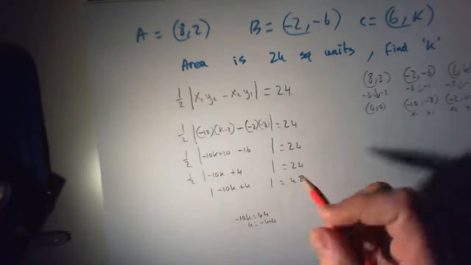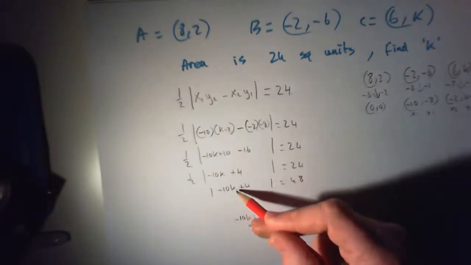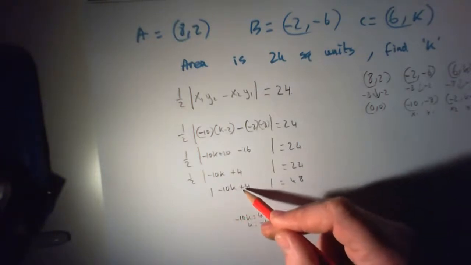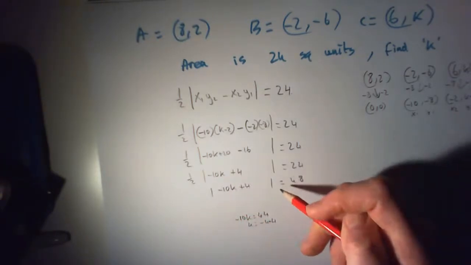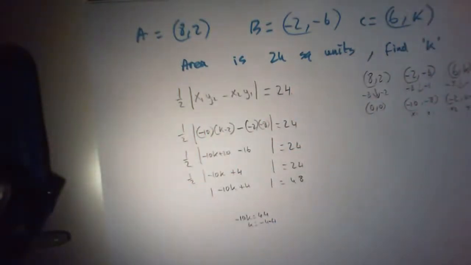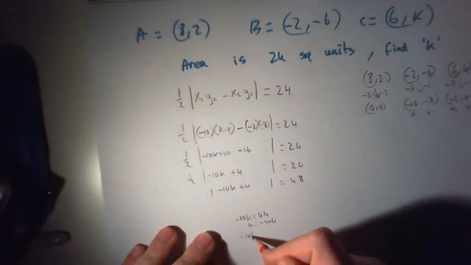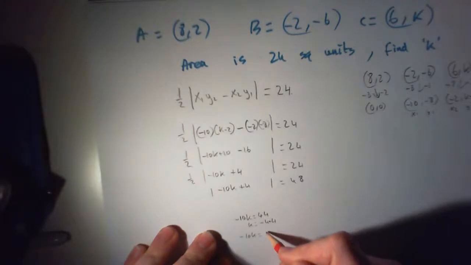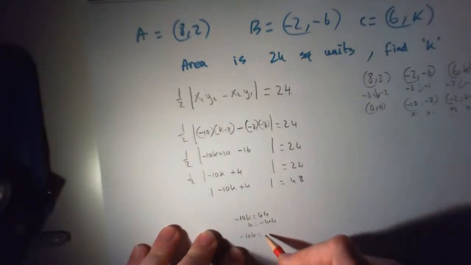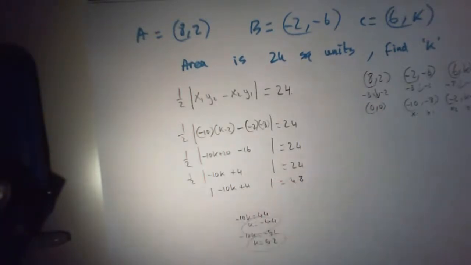Okay, the other possibility, of course, is if it's negative. Okay, so if you had 52 there, minus 52 plus 4 will give you minus 48, and of course the absolute value of minus 48 is 48. That's the kind of answer you'd be looking for there. Okay, so minus 10k is equal to minus 52. K is going to be equal to 5.2. So both those answers will work. Okay, they have to work.